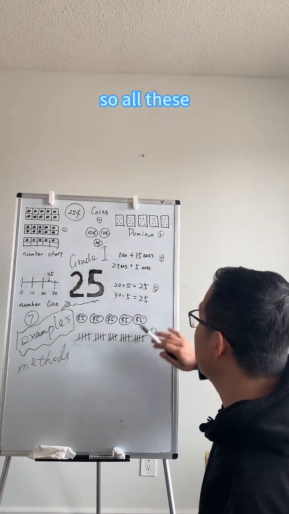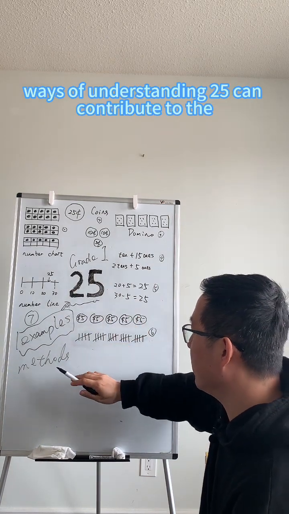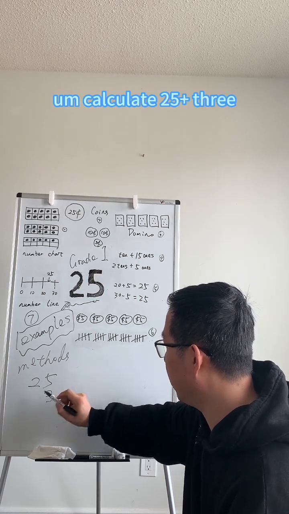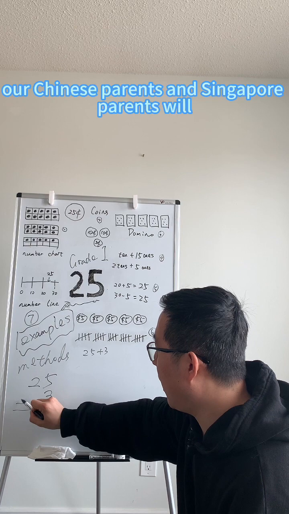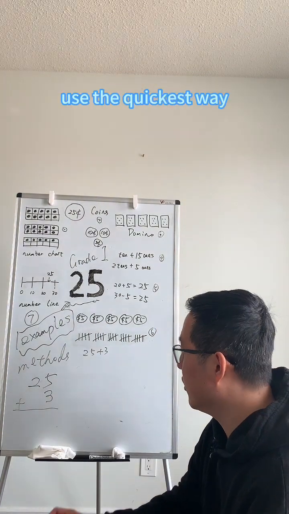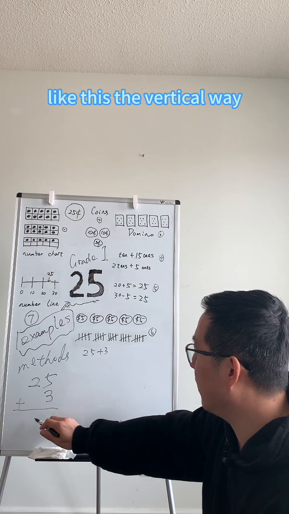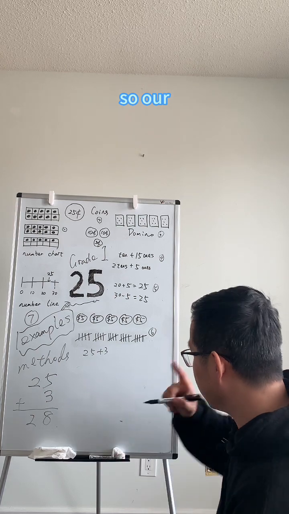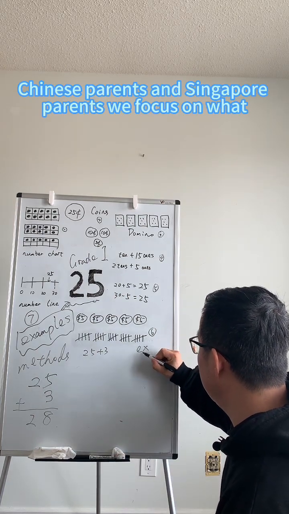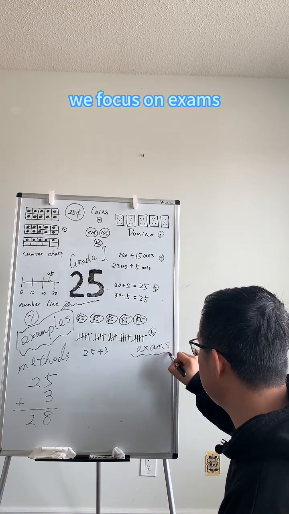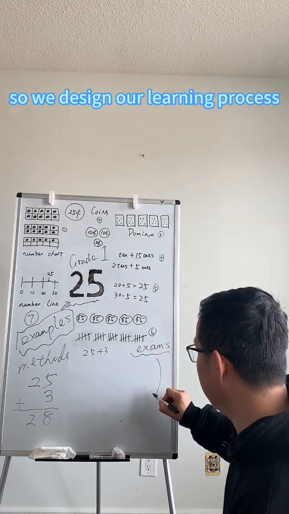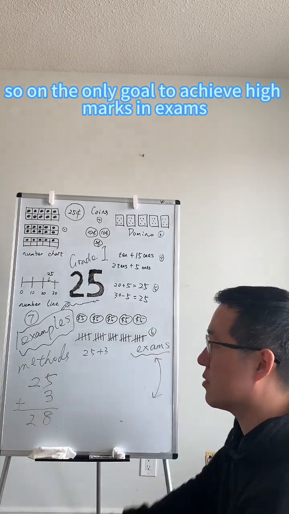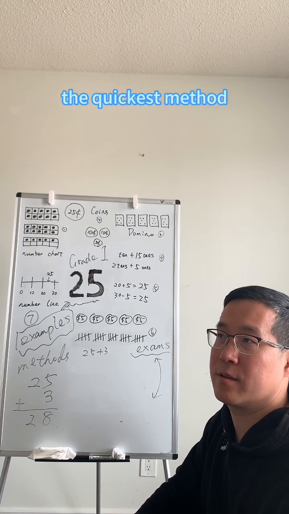So all these ways of understanding 25 can contribute to future study. For example, when we calculate 25 plus 3, our Chinese parents and Singapore parents will use the quickest way, the vertical way, which comes out with the answer 28. So very good, wonderful. So our Chinese parents and Singapore parents, we focus on what? We focus on exams. So we design our learning process with the only goal to achieve high marks in exams. Those parents want to use one method, the quickest method, the fastest method.